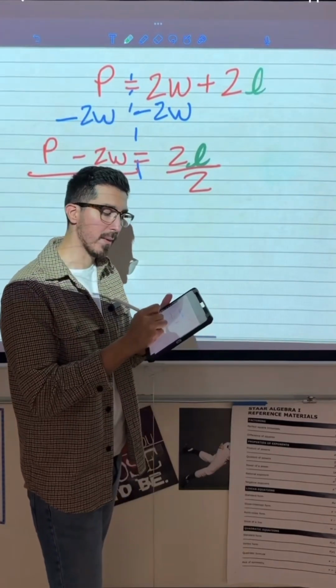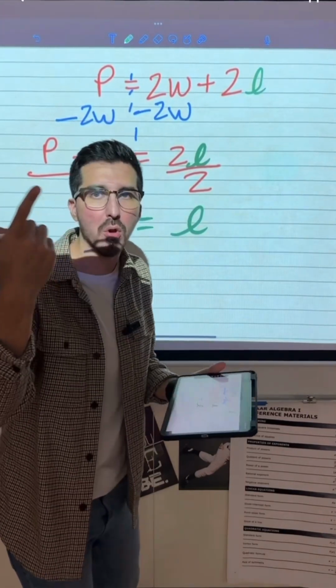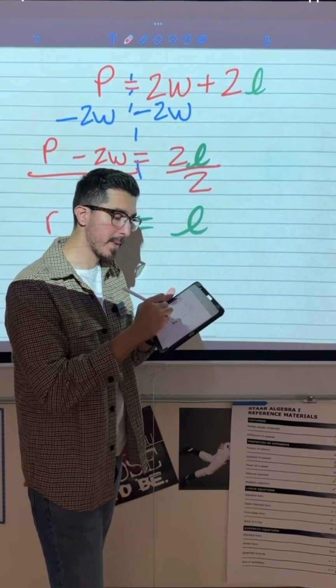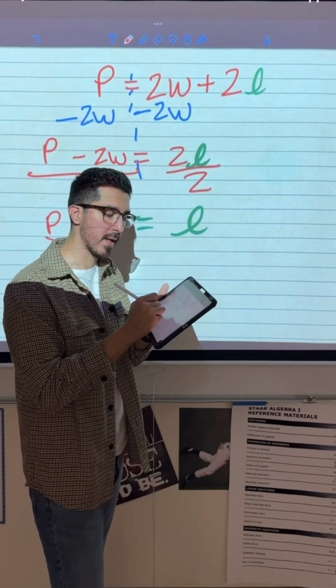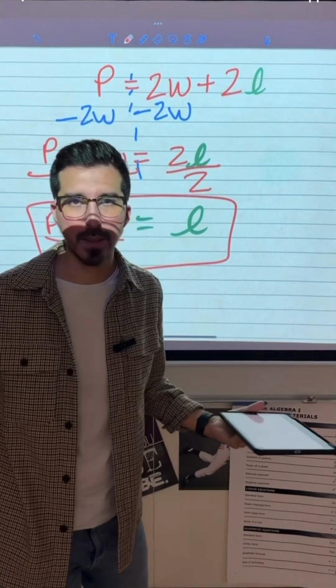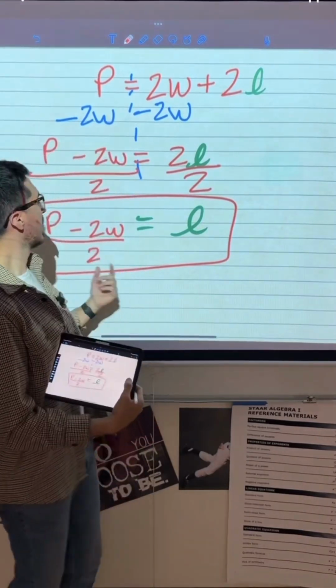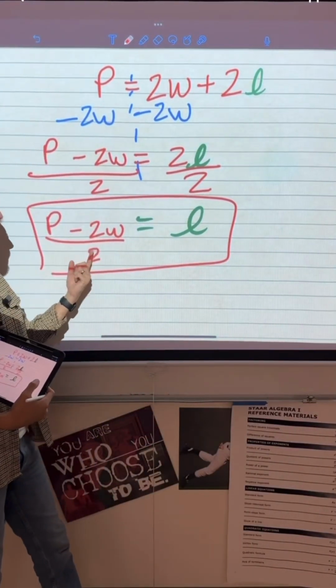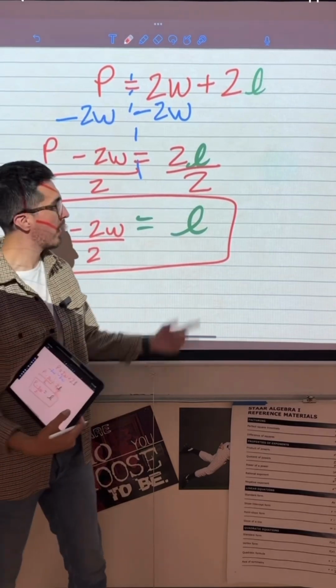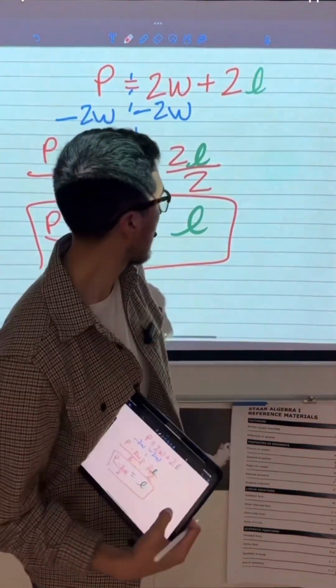So therefore, we get L, or you can put 1L or L, equals P minus 2W divided by 2, and then bam, you're just done. That's literally that easy. That's how you do it. So you have this equation right here, P minus 2W divided by 2 is equal to L. And then you have your length. All right, one more.